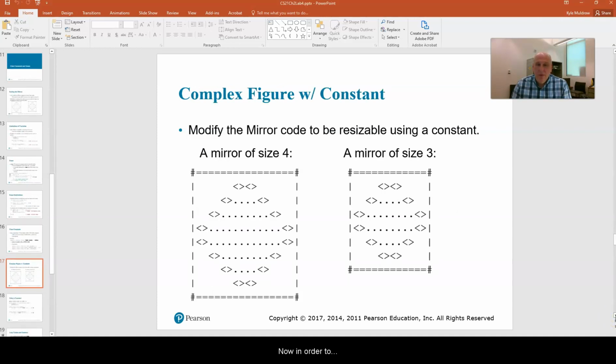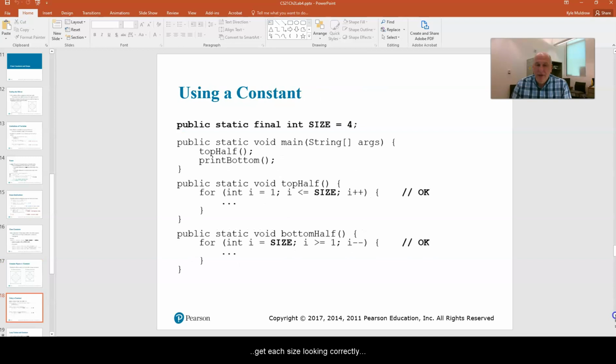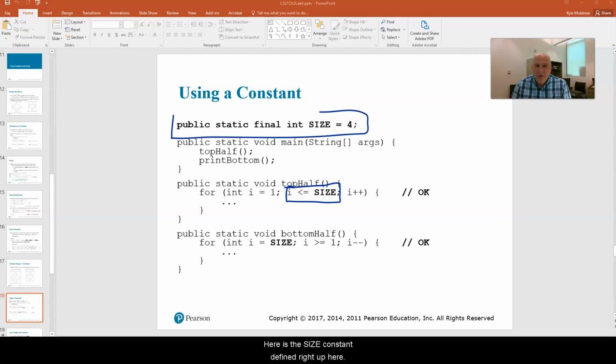Now, in order to get each size looking correctly, the first thing we have to do is change the outside for loop in the top half and bottom half. Like here in the top half, instead of saying i is less than or equal to 4, we say i is less than or equal to size. Here is the size constant defined right up here. Similarly, in the bottom half, which counts down, originally it counted down from 4. Now it's going to count down from whatever size is.